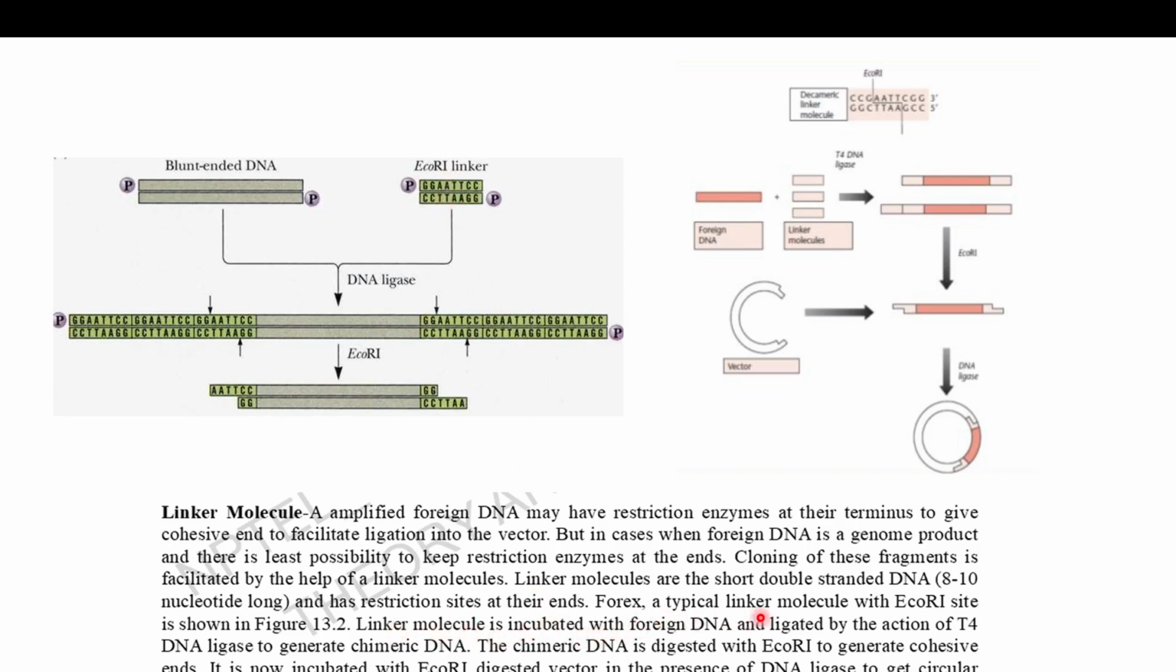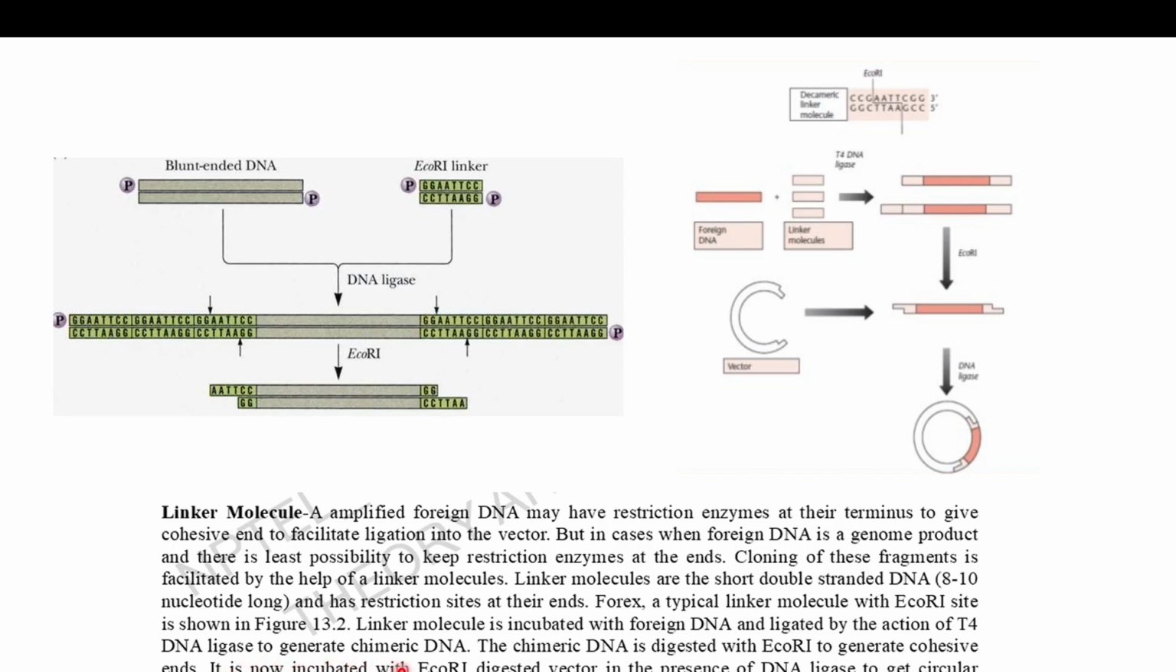And 4x, a typical linker molecule with EcoR1 site, is shown in this particular figure. The linker molecule is incubated with the foreign DNA, as in this picture, and ligated by the action of T4 DNA ligase to generate a chimeric DNA. The chimeric DNA is again digested with the restriction enzyme having the particular recognition sequence at the ends to generate sticky ends or cohesive ends.